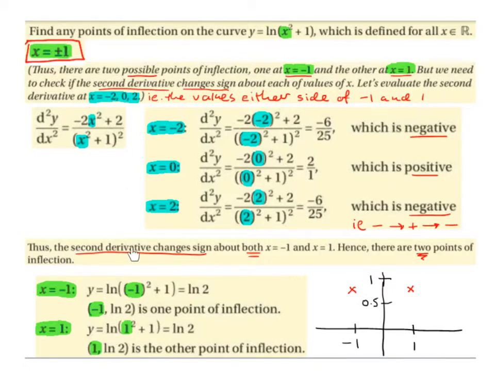Thus, the second derivative changes sign about both x equals minus 1 and x equals 1. Hence, there are two points of inflection.